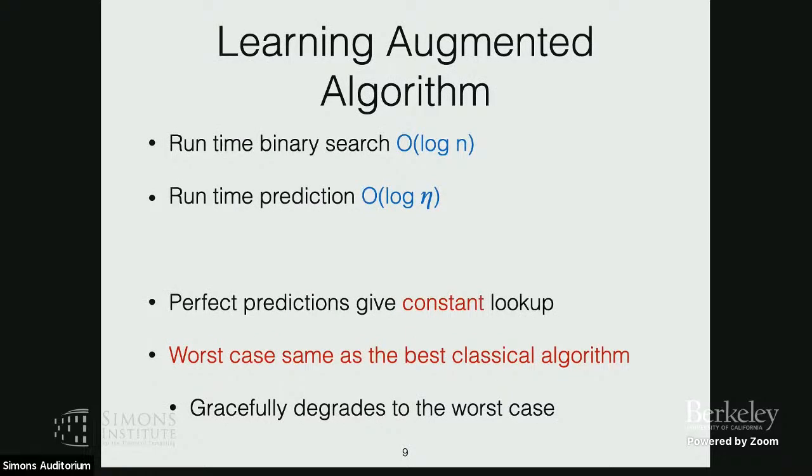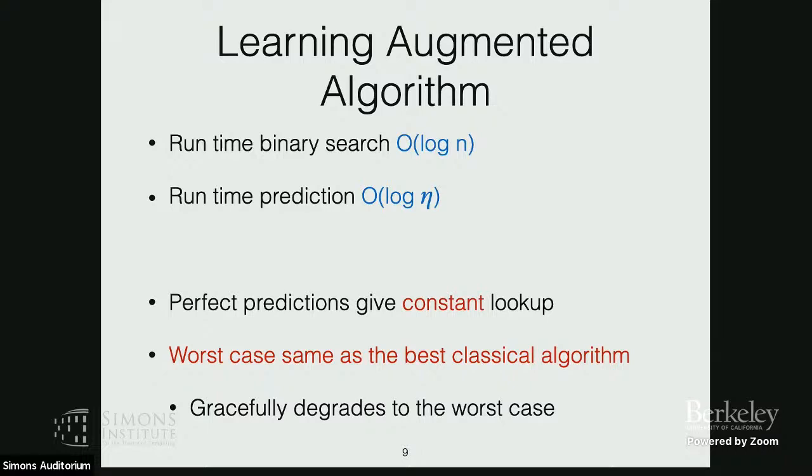Okay, so we can compare the two, right? Worst case, binary search is going to take log n time. Our prediction algorithm is going to take log eta time. So what does this say? It says that with a perfect prediction, we get the best possible constant lookup time, the absolute best we can hope for. Right? In the worst case, eta is at most n, the length of the array. Then we match the best worst case algorithm. And in between, we have a slow degradation in performance, right, depending on the error of our prediction.